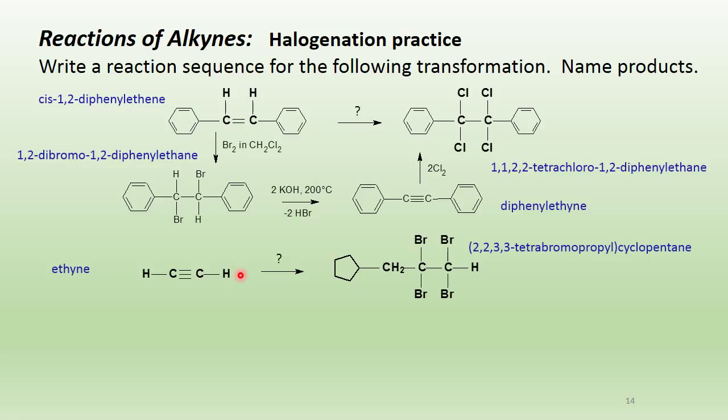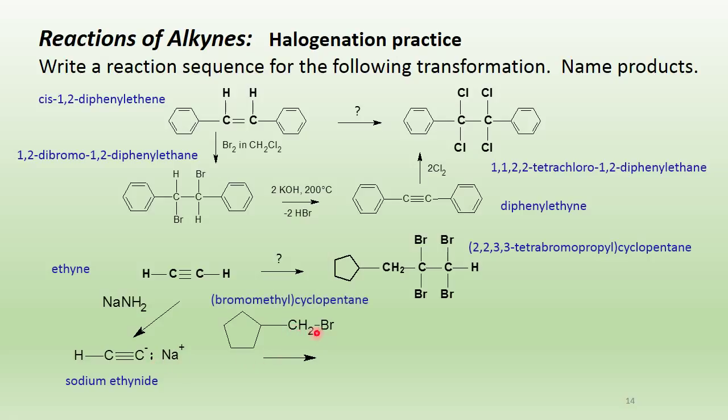So how do we make the alkyne? We need to have an alkynide using sodium amide. We would deprotonate the terminal acidic hydrogen, producing sodium acetylide or sodium ethynide. Then we want to add our cyclopentyl methyl group to it. That would be a primary alkyl halide reacting with our strong base, good nucleophile, in a substitution reaction. This, by the way, is bromomethylcyclopentane.